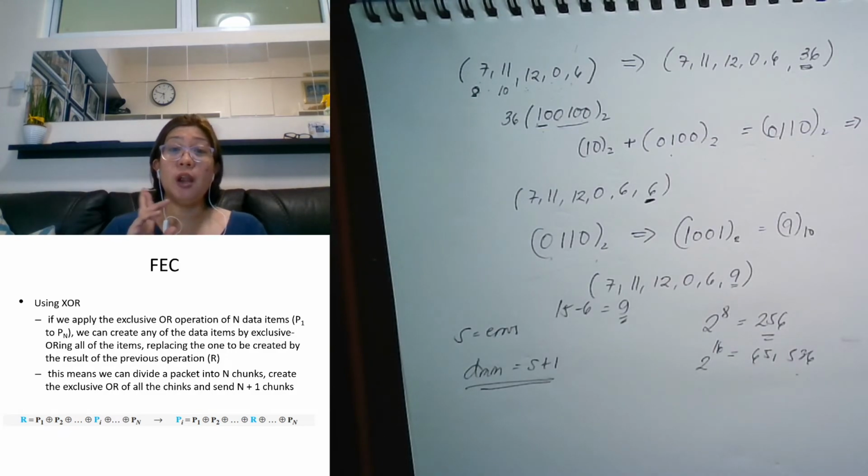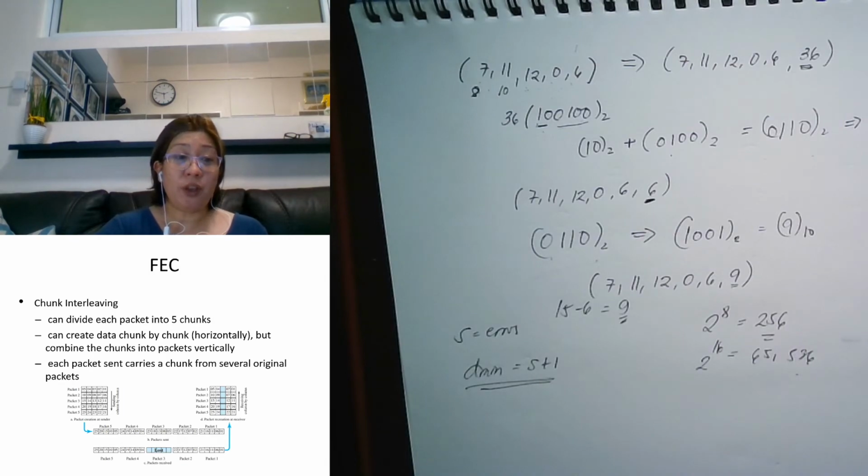So if we are allowed only to correct 1 bit, we need to send an extra 25% to make up for the number of chunks or the number of bits that was lost in the process.